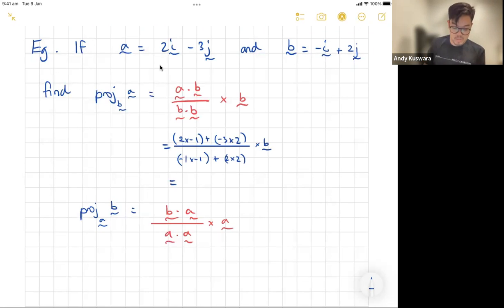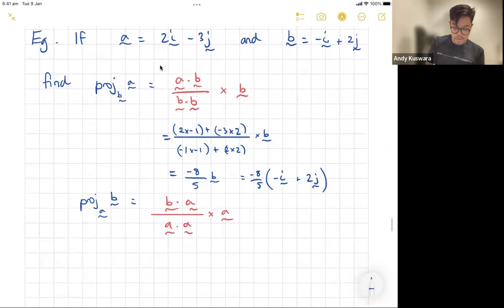And so this is just going to be negative 2 minus 6, that's going to be minus 8 over, what is that, positive 5, so it'd be minus 8 on 5 b, or in other words, it'll be minus 8 on 5, and then if I wanted to write it, it'll be minus i plus 2j, because that's what b is. Okay, and we can leave your answer like that.